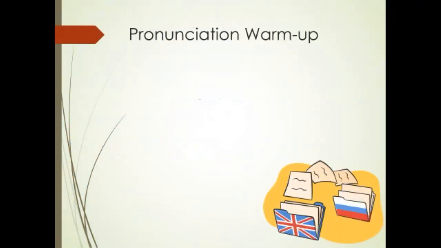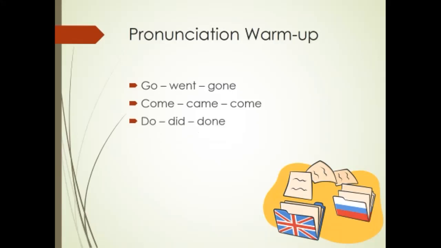Now it's time for pronunciation warm-up. Let's remember three forms of some irregular verbs. The first verb is go. Go, went, gone. Come, came, come. Do, did, done. Fly.